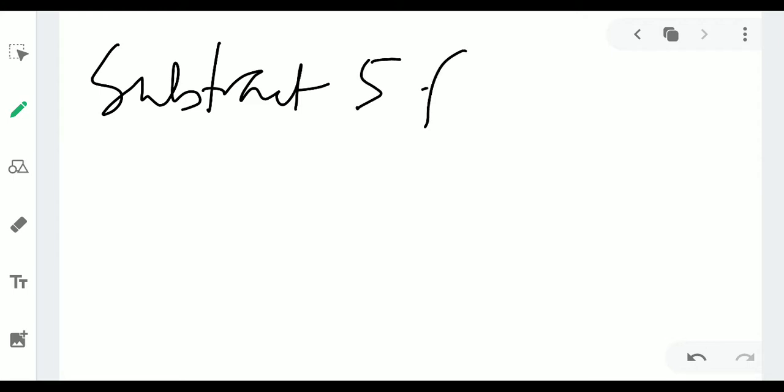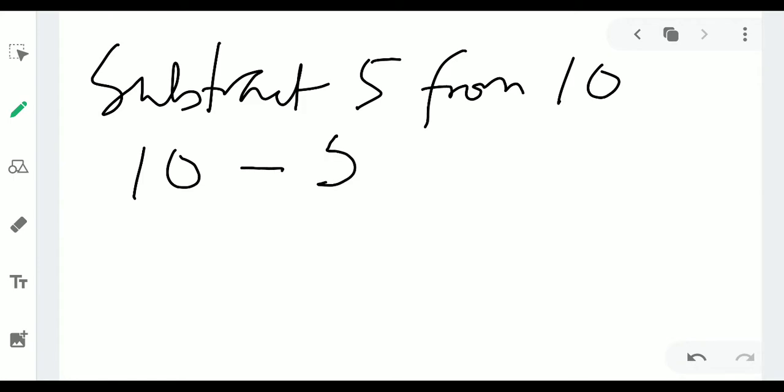Now subtract 5 from 10. So you have 10 there already. You are going to subtract 5. So the answer is what? 5. Very, very easy. Just understand it.